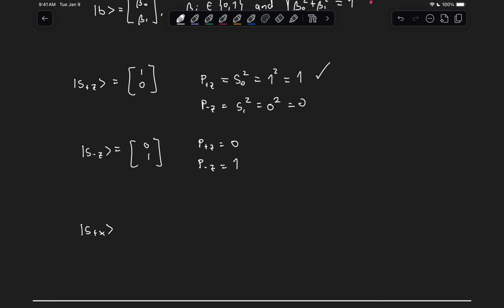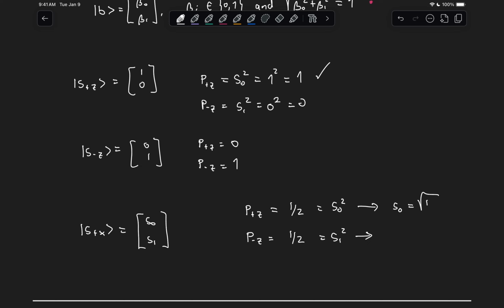So in that particular case, the observed probability of measuring the spin deflecting in the plus z direction is 1/2, and the probability of it deflecting in the minus z direction is also 1/2. So what values should we pick for the components s0 and s1? Well, since these are equal to s0 squared and s1 squared, we could simply pick the positive square root of the corresponding probabilities, which would be the square root of 1/2. And we do the same thing for s1.